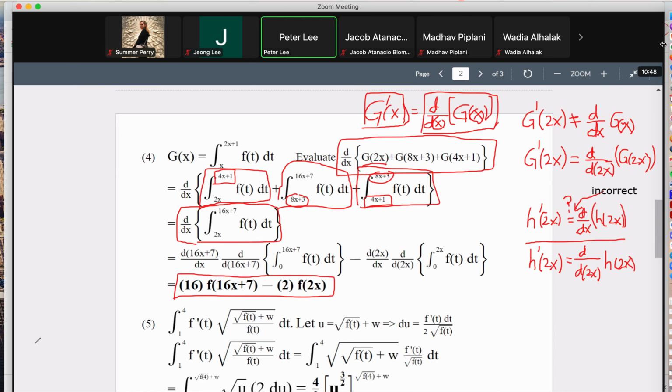Yeah, question on problem number 4. Any questions here? Any questions on number 4, class? Could you go over 5 as well? The 5 is right underneath it.